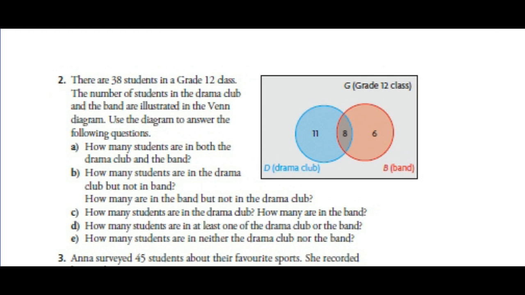Number 2. There are 38 students in a grade 12 class. The number of students in the drama club and the band are illustrated in the Venn diagram. Use the diagram to answer the following questions. How many students are in both the drama club and the band? 8. How many students are in drama but not in the band? 11. How many students are in the band but not in drama?